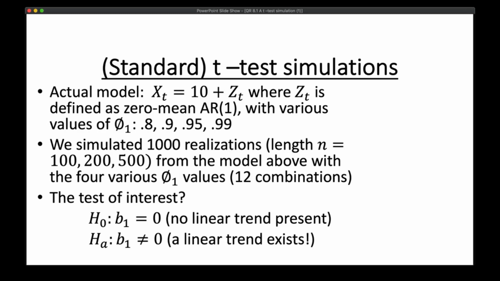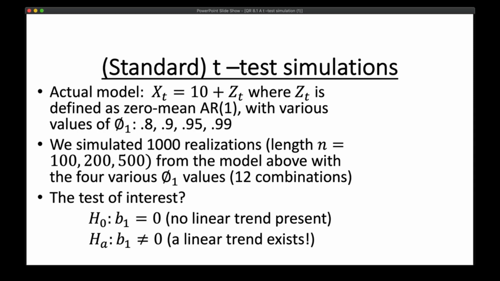So here's what we do. We consider three different realization lengths: N equals 100, N equals 200, and N equals 500. And we're going to simulate 1,000 realizations from each of those combinations. What combinations do I mean? Well, remember, we've got four phis, 0.8, 0.9, 0.95, and 0.99, but we want to check those at these three different realization lengths of 100, 200, and 500. So there's our 12 combinations, and we'll run 1,000 realizations for each of those 12 combinations. And we'll see how this test does. Now remember, this test is a hypothesis test. The null is that there is no linear trend, because that's B1 equals 0.